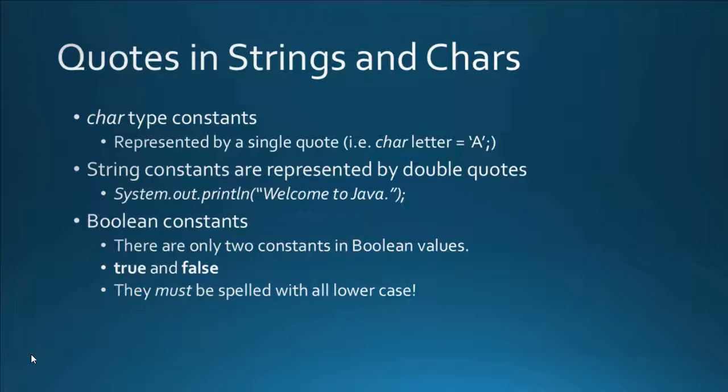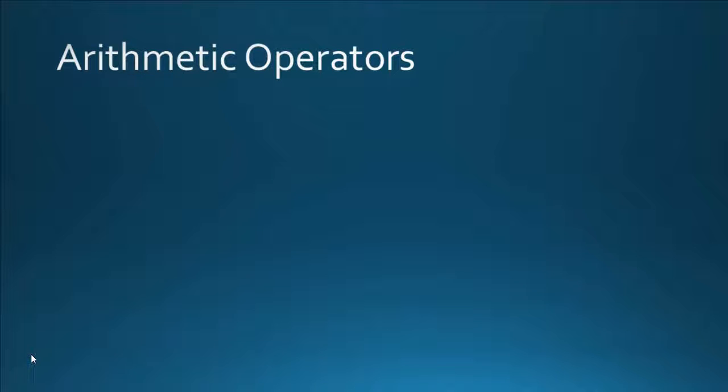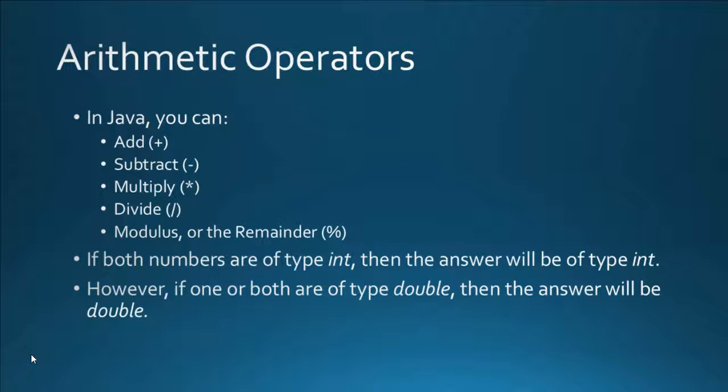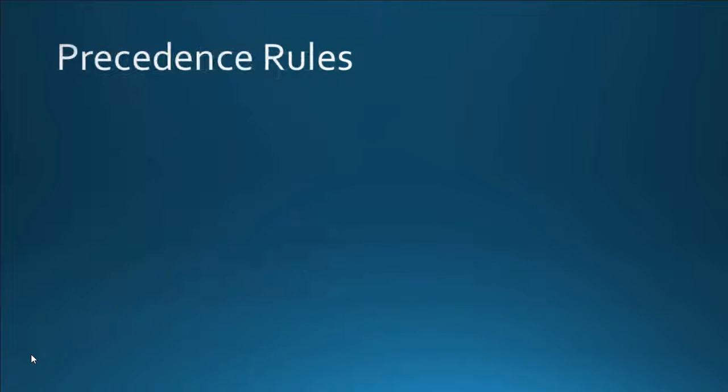However, when we're making a Boolean constant, they have to be all lowercase. We're not going to use uppercase or camel case, just lowercase. Let's get into some arithmetic operators. In Java, you can add, subtract, multiply, divide, and use the modulus or remainder operator, that's the percent sign. If both numbers are of type int, then the answer will be of type int. However, if one or both are of type double, then you should expect the answer to be double.